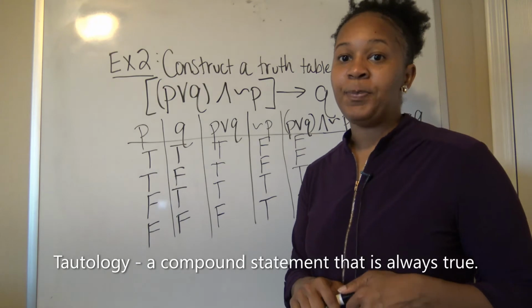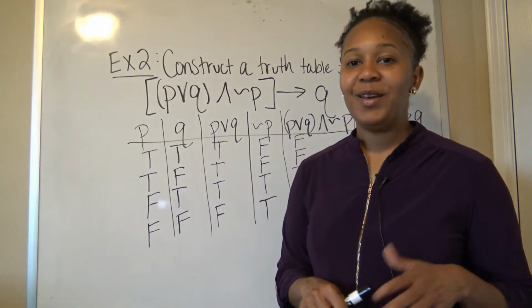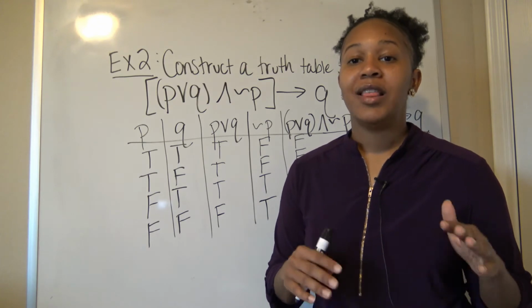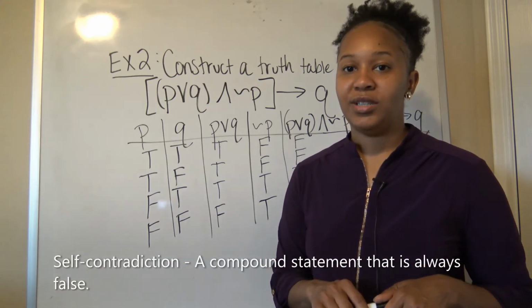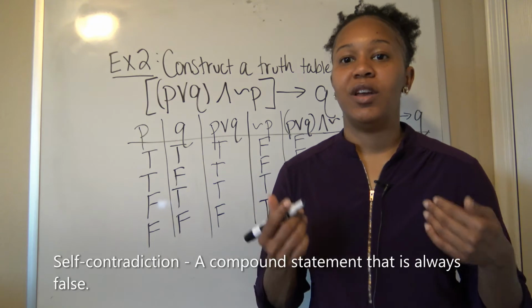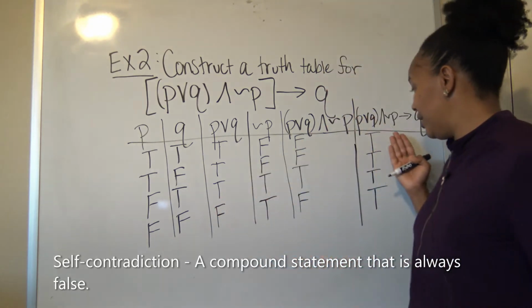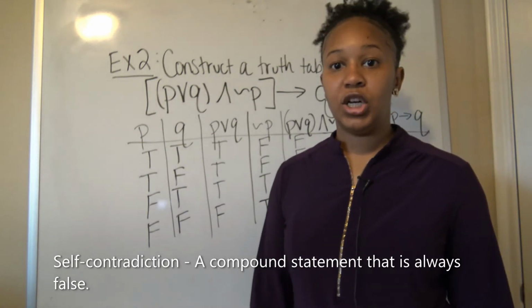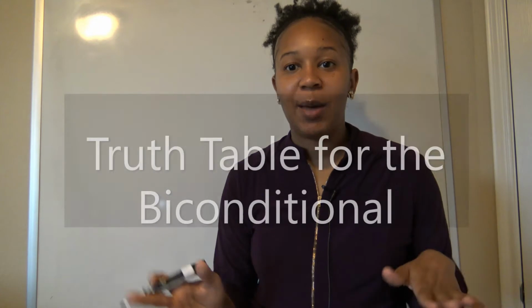Tautology, okay? Now on the flip side of that, whenever every statement comes out to be false, that is called a self-contradiction. Okay, so a tautology is when every statement comes out to be true, like in this case, and a self-contradiction is when every statement turns out to be false. Okay, now we're going to talk about the truth table for the biconditional.